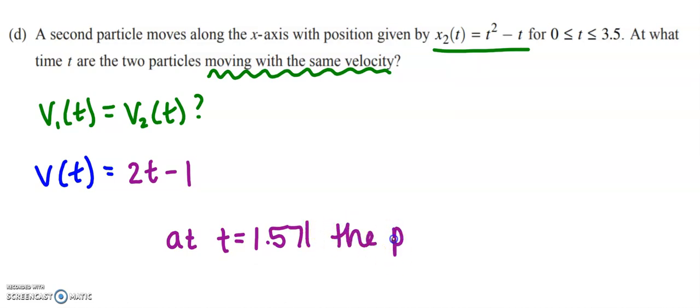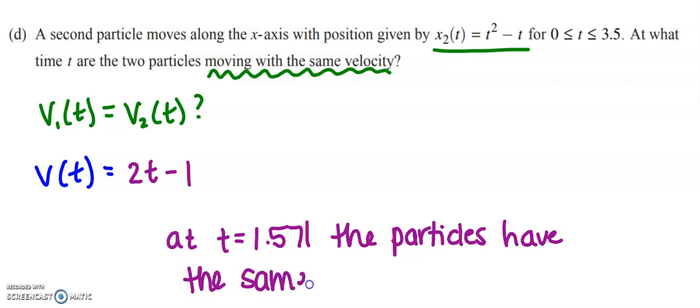The particles have the same velocity. Okay, so again, showing a general setup for each one of these situations and then saying, well, what is the velocity of the first particle? It's that whole sine function. What is the velocity of the second particle? It's going to be the derivative of the position that's given here.